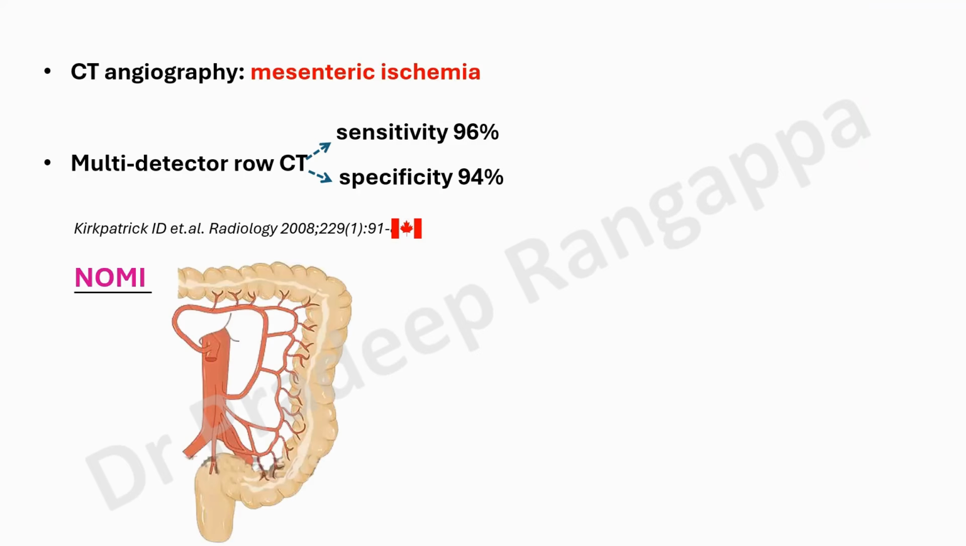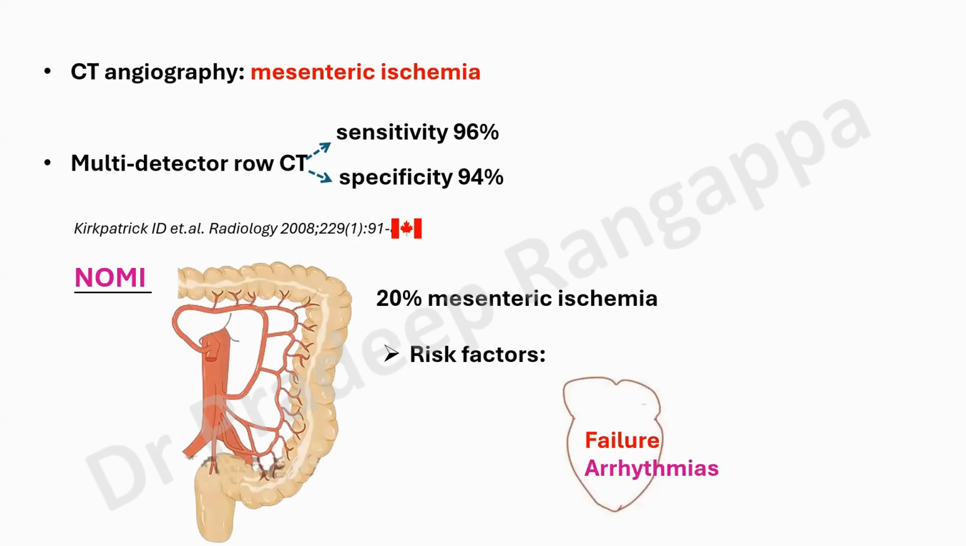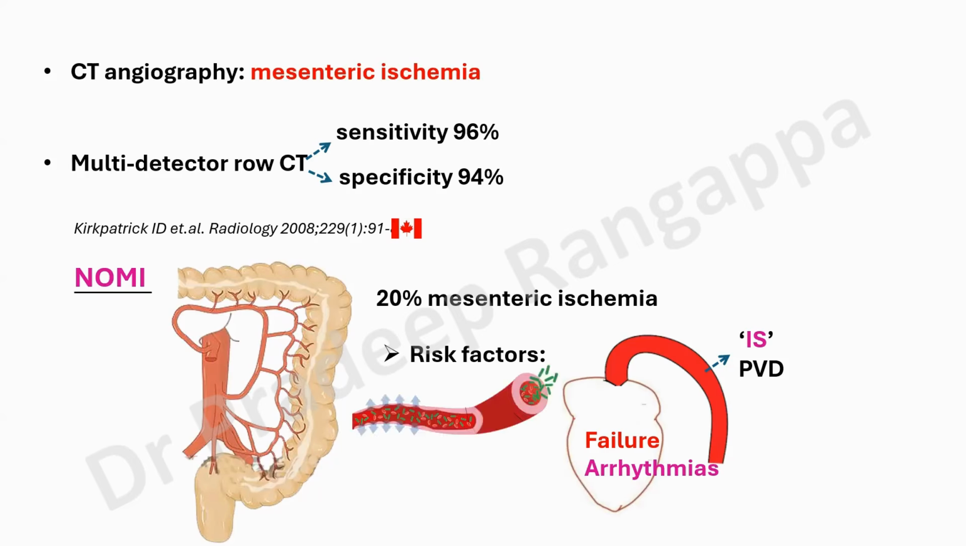There is an entity called non-occlusive mesenteric ischemia. 20% of them can have mesenteric ischemia due to non-occlusion of the mesenteric artery. The risk factors are heart failure and any elderly patients with coronary artery disease. They're all at a risk of having heart failure symptoms, arrhythmias, or aortic insufficiency and peripheral vascular disease, because as one gets elderly, there is a risk for vascular disease and narrowing of the vessels, which leads to mesenteric ischemia.